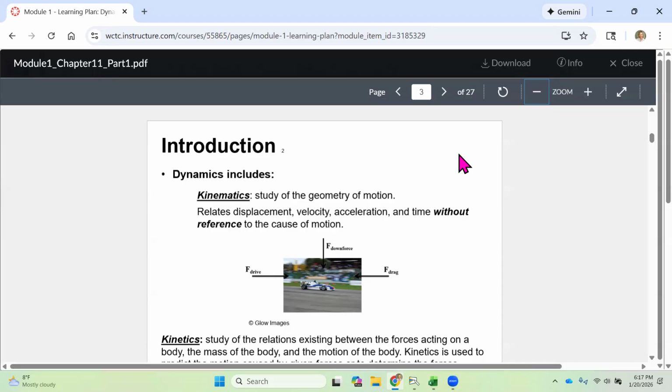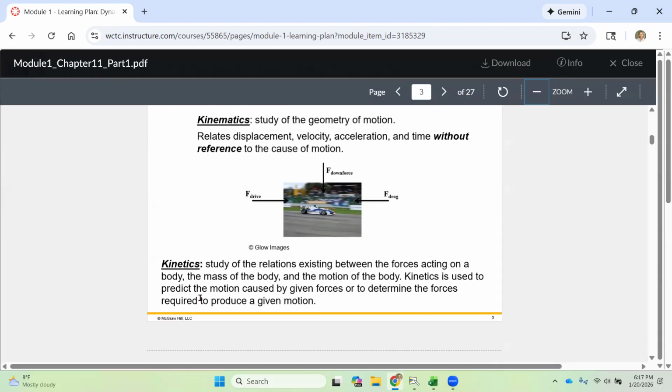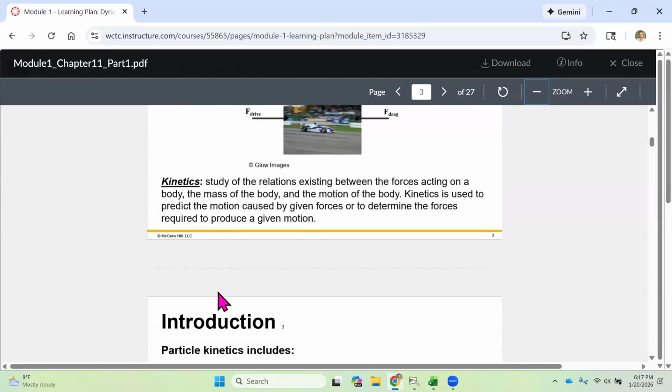So now what we're going to do is add on to that. That adding on is what we call kinetics. Kinetics is the relationship between the forces that are acting on the bodies, the masses that are present, and now that they're moving, how do they affect things? So that's the study of dynamics.